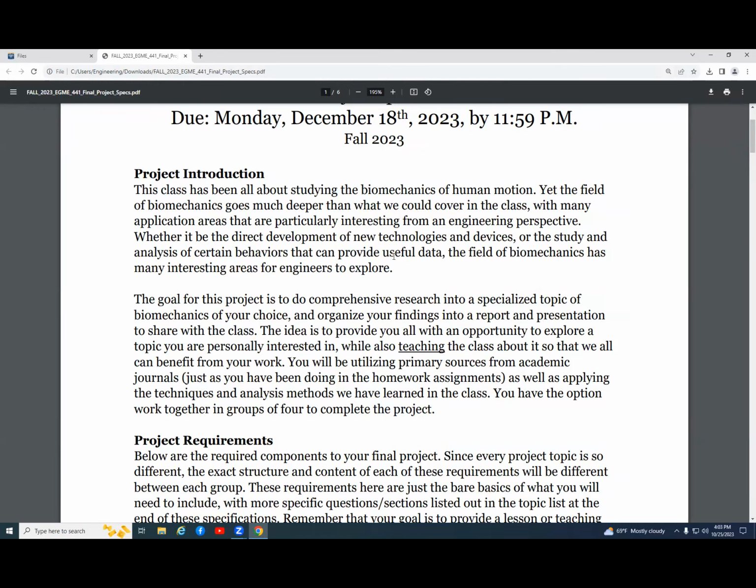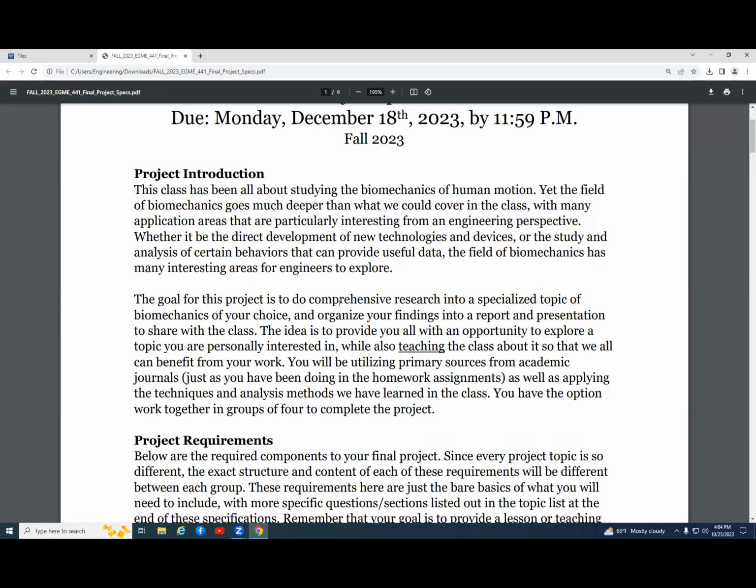A big part of the project is to take whatever your area of interest is, whatever your project topic is, and do some calculations. You can do static calculations, you can do dynamic calculations, whatever is most appropriate for your project, because every project is going to be a little bit different. That's the spirit of the project: you're going to prepare a lesson, present it in the final week of the course, week 16, and write a report that cites all this primary literature, does all these biomechanical calculations, and puts it all together.